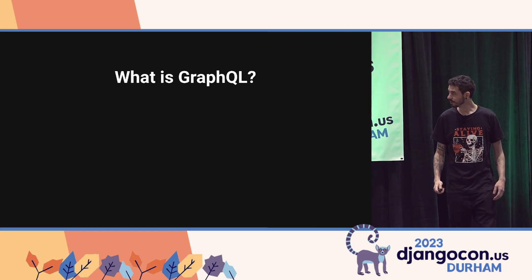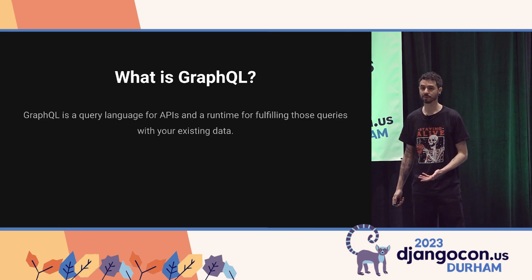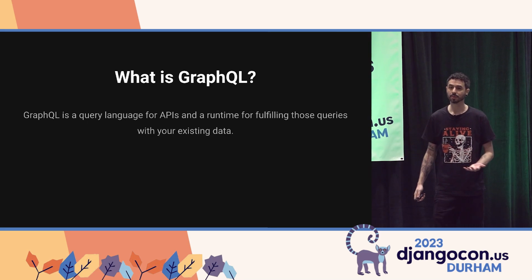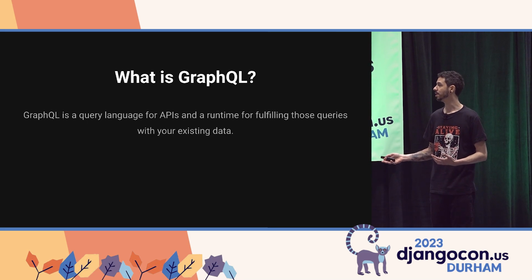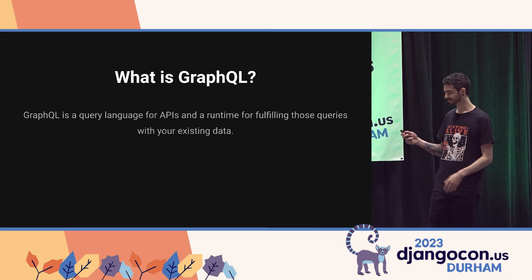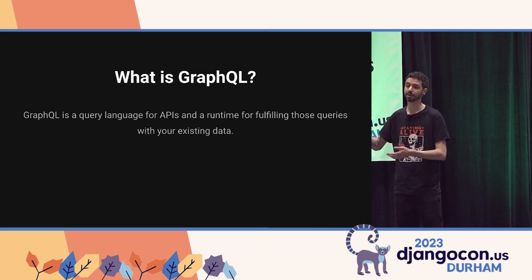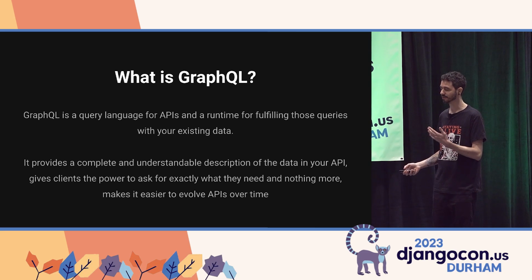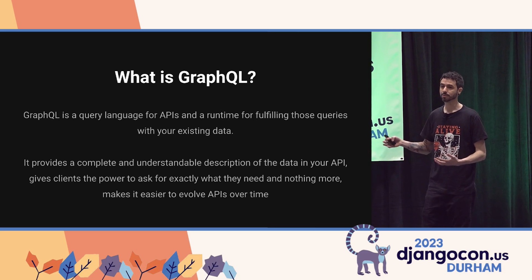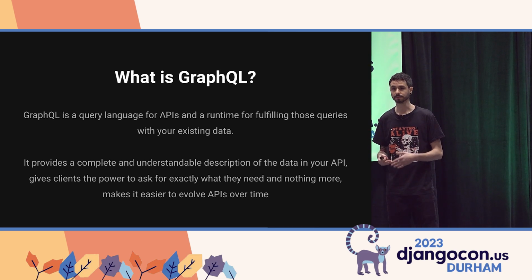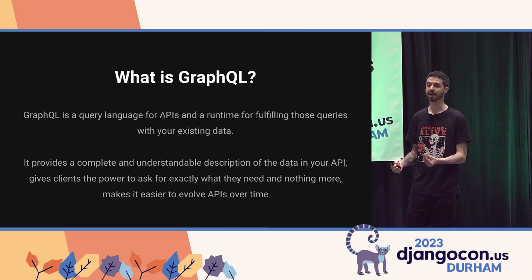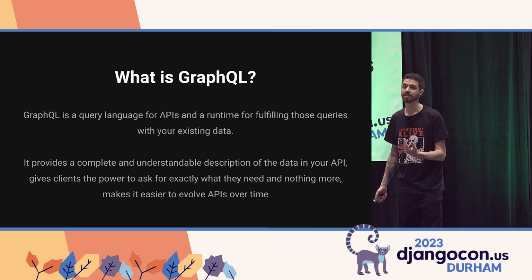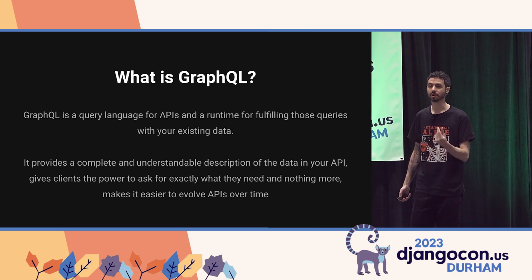So let's start. First of all, what is GraphQL? GraphQL is basically a query language for APIs, and a runtime for fulfilling those queries with your existing data. It basically provides a way for you to define what your API looks like, and it gives clients the power to ask exactly for what they want.